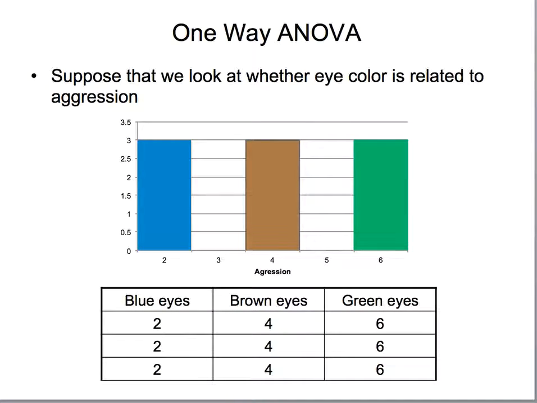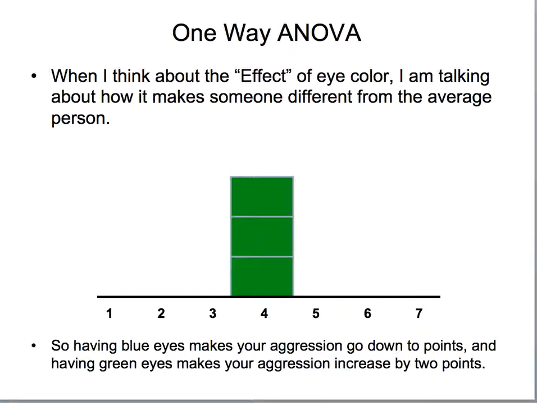So suppose that I have this as my data, right? And I'm looking at whether eye color is related to aggression. I have all my blue people here. They have aggression ratings of 2. All my brown-eyed people have aggression ratings of 4. And all my green-eyed people have aggression ratings of 6.